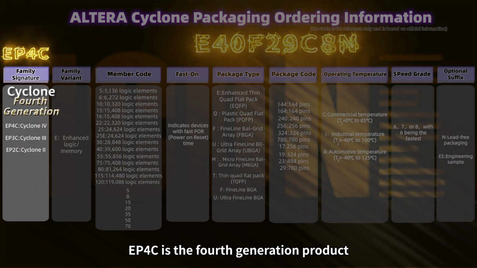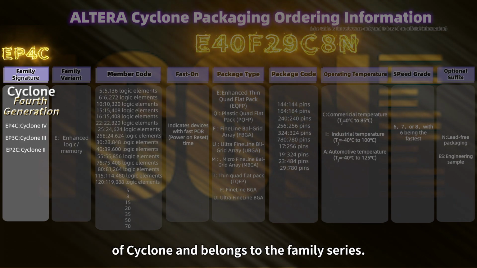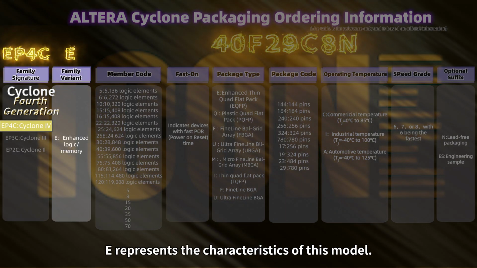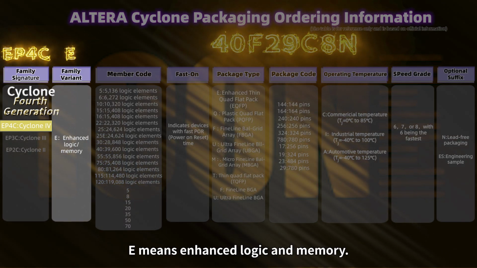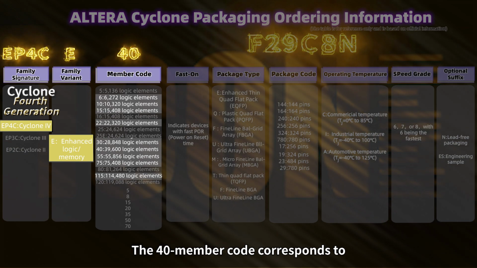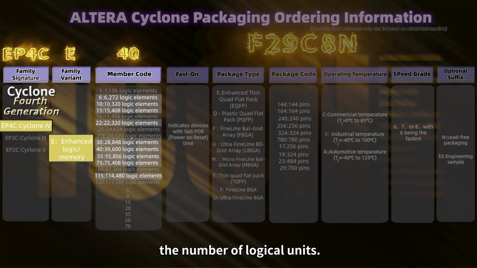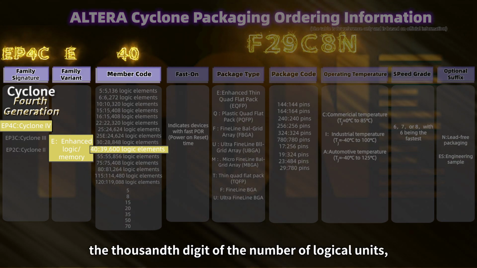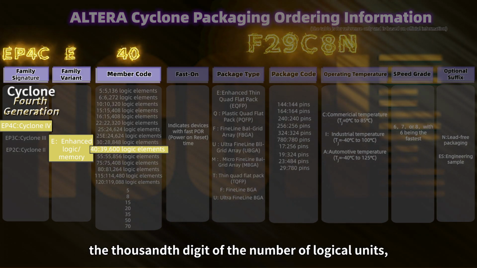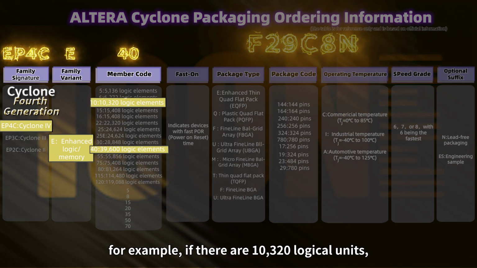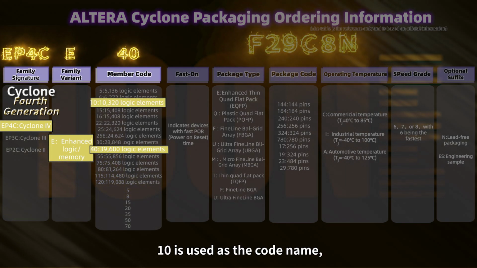EP4C is the fourth generation product of Cyclone and belongs to the family series. E represents the characteristic of this model. E means enhanced logic and memory. The 10 member code corresponds to the number of logical units, usually named with the number above the 1,000 digits of the number of logical units. For example, if there are 10,320 logical units, 10 is used as the code.